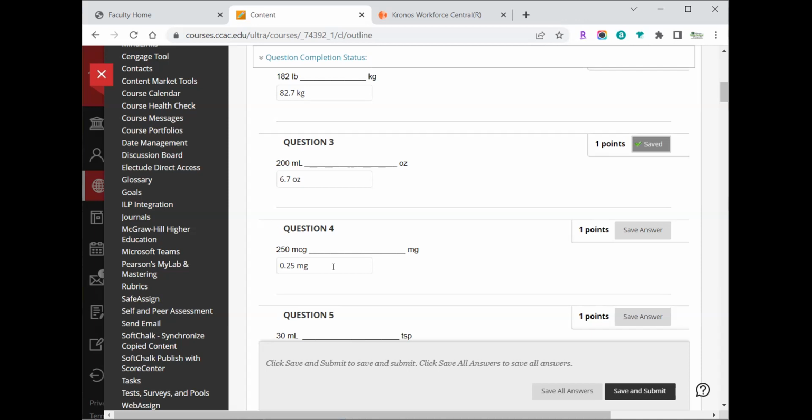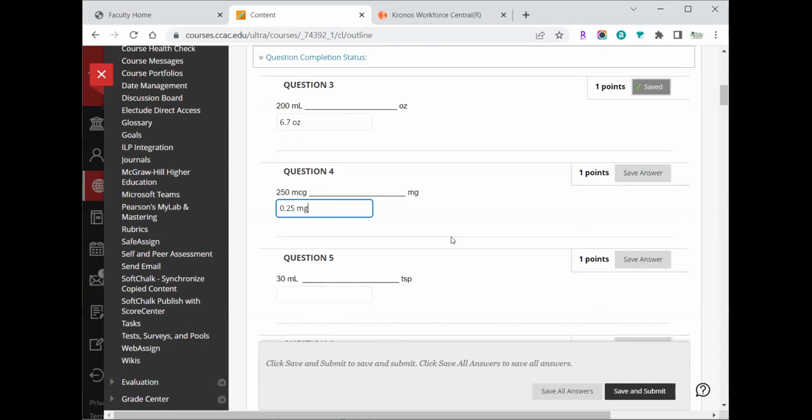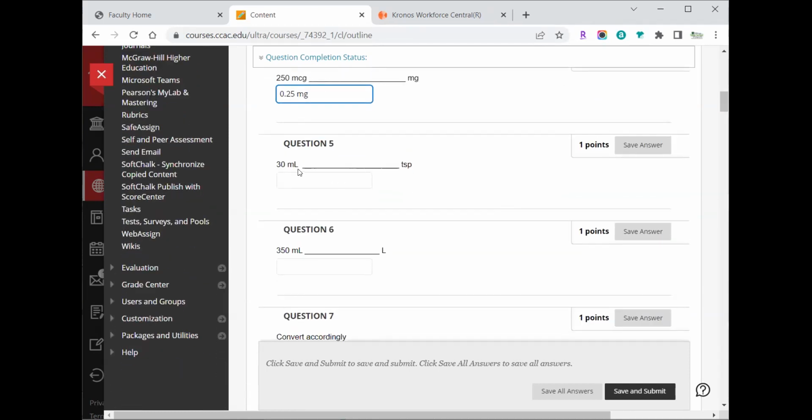The way I solve this is, like I said, I just move the decimal point over 3 places, or you could take 250 micrograms divided by 1,000 milligrams. Now these start to get a little more straightforward, because we know that 1 teaspoon is 5 milliliters. So I'm just going to take 30 divided by 5, and my answer would be 6 teaspoons.